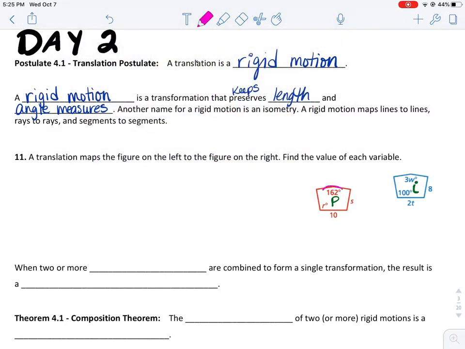So what I see right away is this 162 degrees. I'm going to match it with its exact angle in the image, which we can see is that 3W. I'm going to set those two pieces equal to each other. 162 equals 3W. And that's how I'm going to find the value of W. I'm going to use some algebra. So here I just have to divide both sides by 3. And I find W has a value of 54.